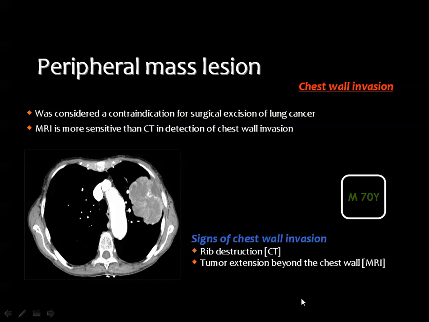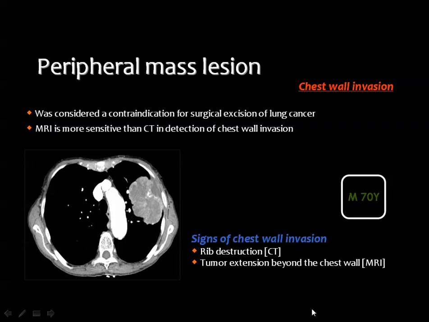Then you have to characterize the malignant lesion, whether it is central or peripheral. Then we start with the peripheral mass, and the peripheral mass may invade the chest wall, and you have to specify this in your report considering a malignant lesion.